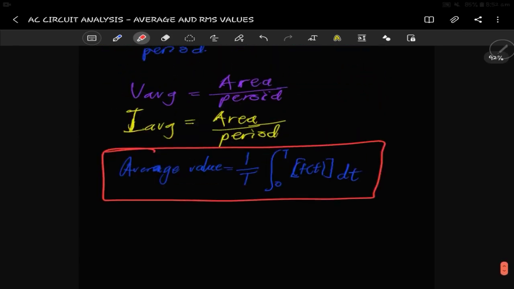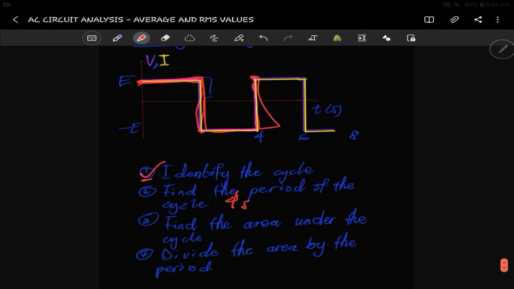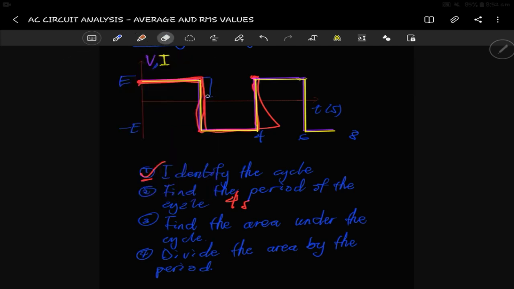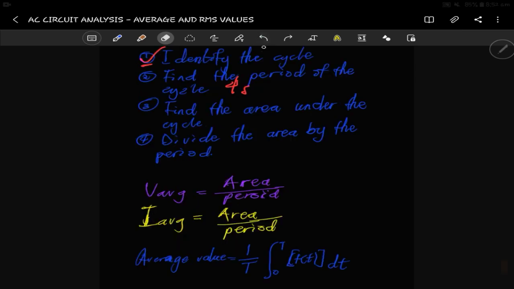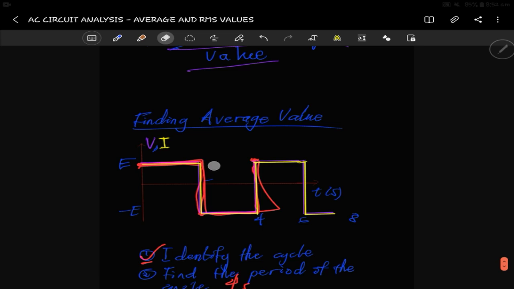So now we know our cycle, we know our period. The next thing is we have to find the area under our cycle, right? So you clearly see that if we are talking about areas, there's one thing that we must consider. You must be able to see the cycle clearly. If you don't see that, we won't be able to find the area under it, right? So now we're just going to clean this up and find the area of interest.